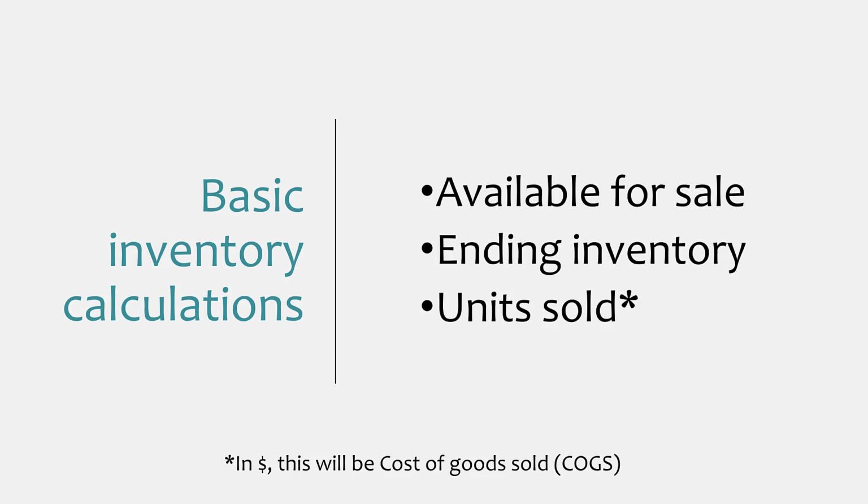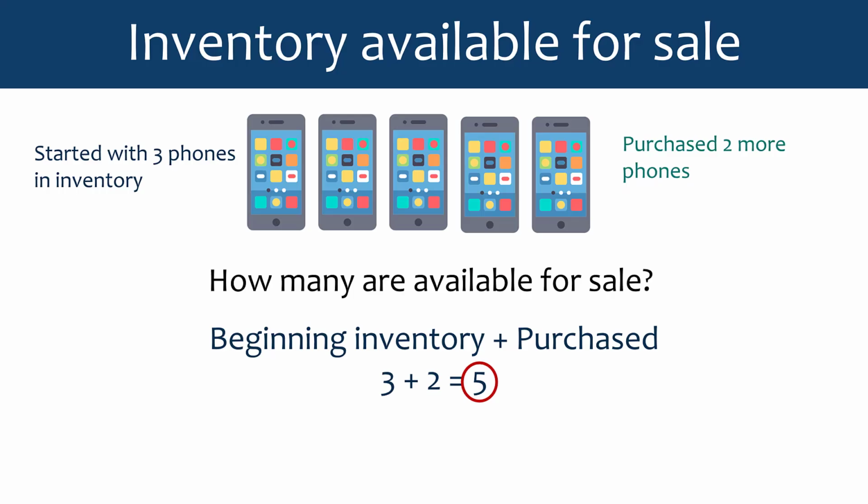When we talk about dollars, our units sold will be cost of goods sold. But we're not going to be talking about dollars now. We're only talking about units. So let's go through an example I think that will help show it. Let's start with calculating inventory available for sale in units.